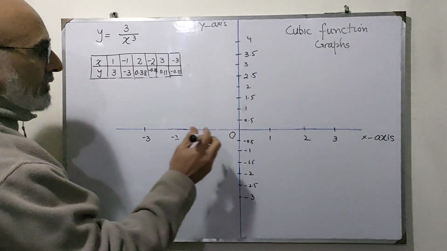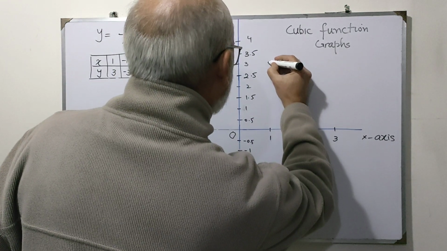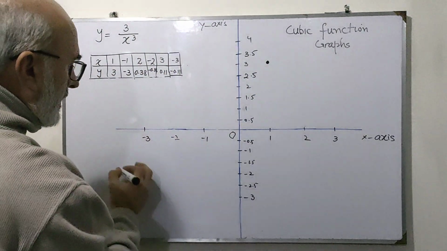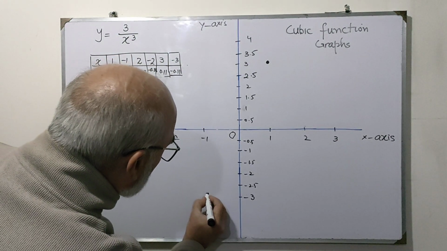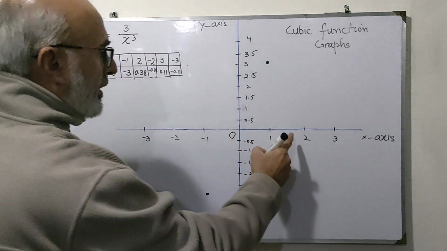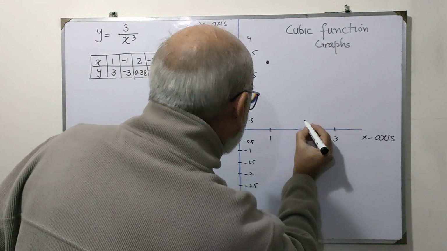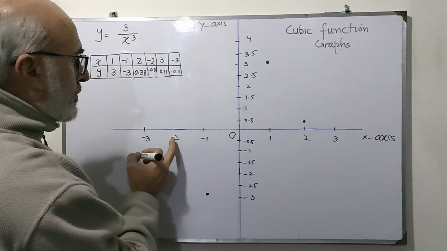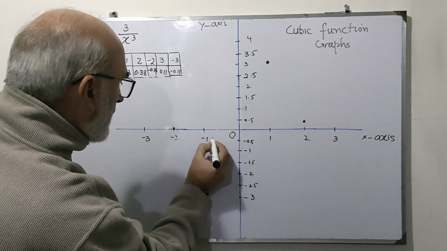The first point, 1 and 3, is here. Minus 1 and minus 3, so it is here. 2 and 0.38, so it's a little below 0.5, somewhere here. Minus 2 and minus 0.38, so it is minus 2, somewhere here.